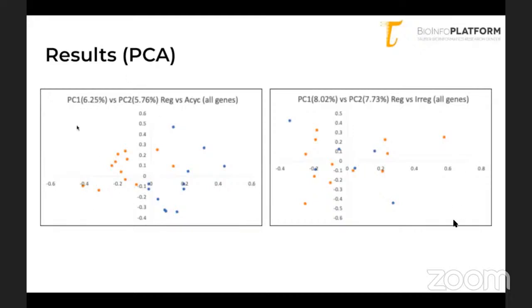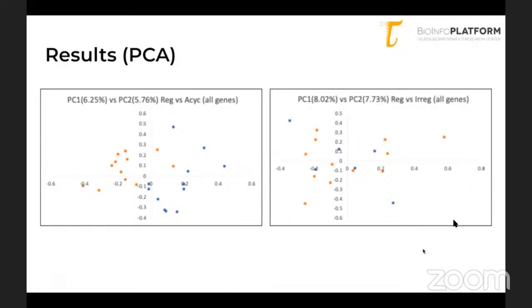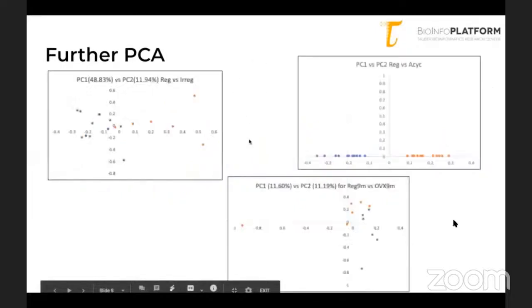And so between regular versus acyclic, we can see that there are 2 groups here. And for regular versus irregular, it's not that they're 2 specific groups because the components are very small. And they aren't filtered yet with only the significant genes. But I went ahead and I did differential analysis and further PCA.